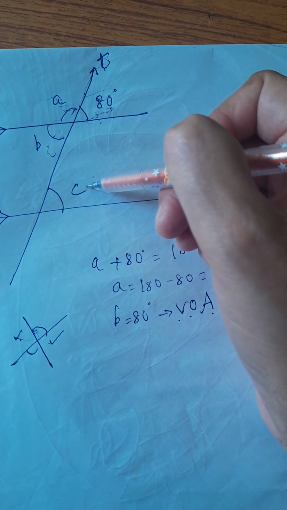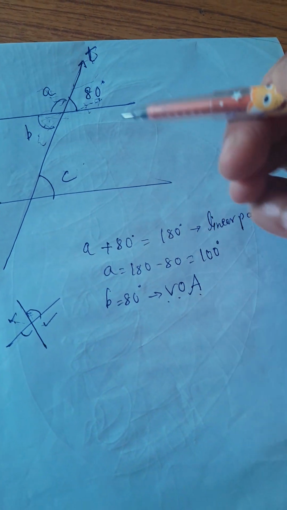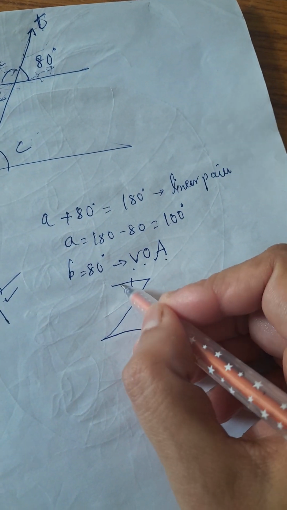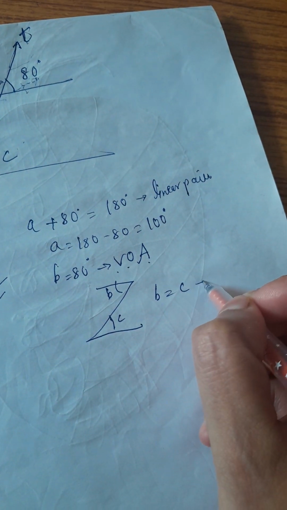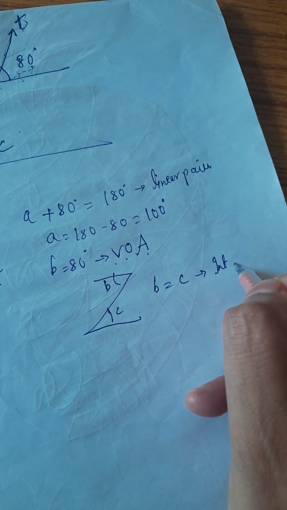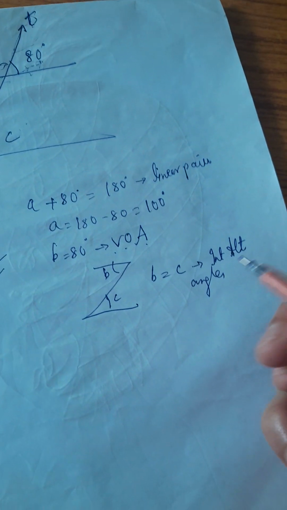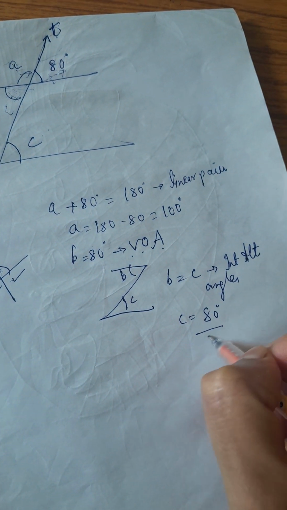If you look at C, you can talk of C in two ways. One is B and C form interior alternate angles, Z formation, isn't it? I think I have mentioned this many times. So B will be equal to C because of interior alternate angles, Z formation. So therefore C will be equal to B, and we know that B is 80 degrees. That is one way of looking at it.